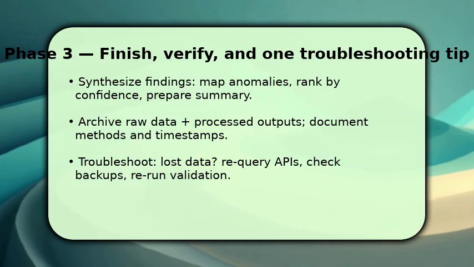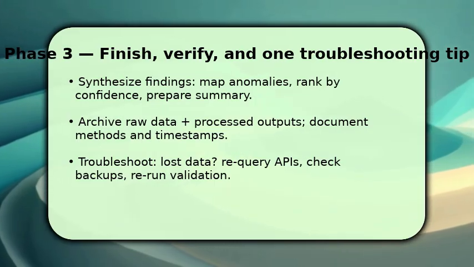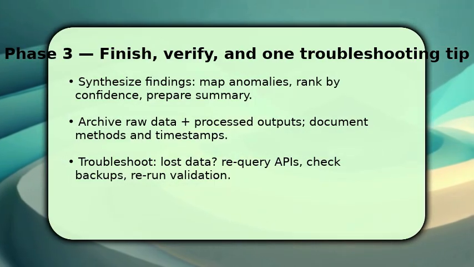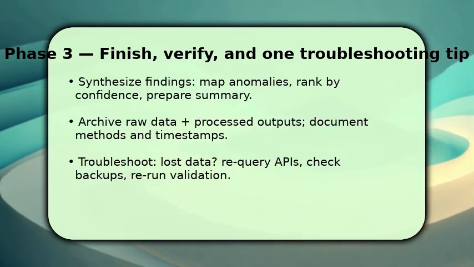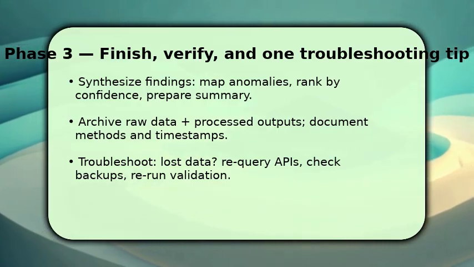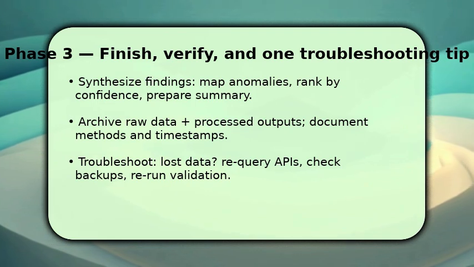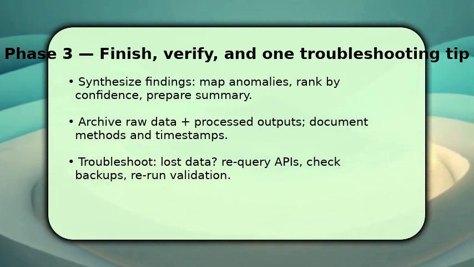If something goes wrong, for example, missing or corrupted files, immediately requery APIs, check offline backups, and rerun validation scripts. Often a simple credential reset or time-synced restore fixes most issues.